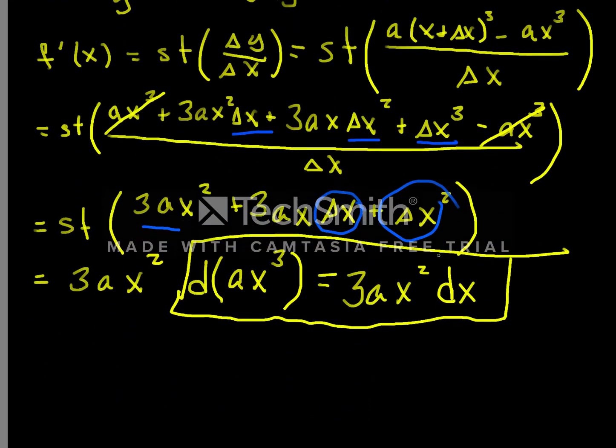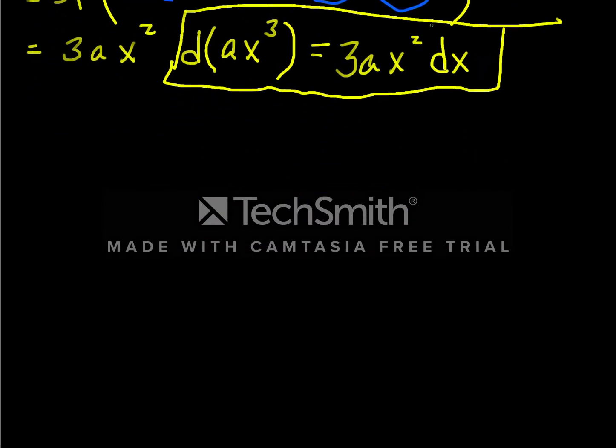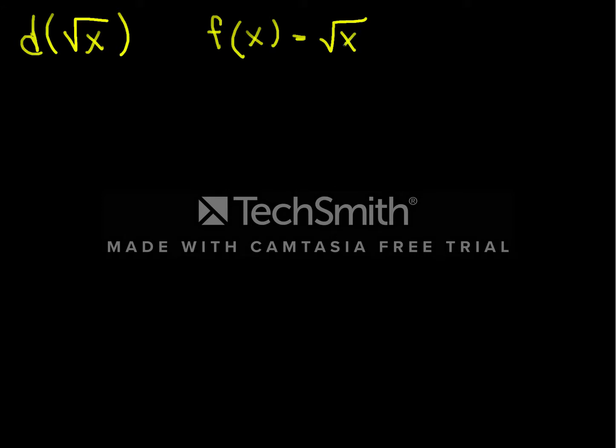Let's take on another example. So let's calculate the differential of the square root of x. Well, again, to deal with this, we need to figure out what is the derivative of square root of x. So again, I'll do the setup. F of x is equal to square root of x. That's our y.